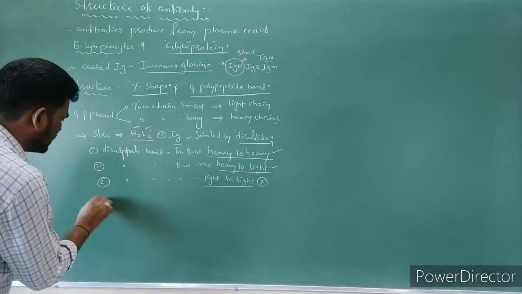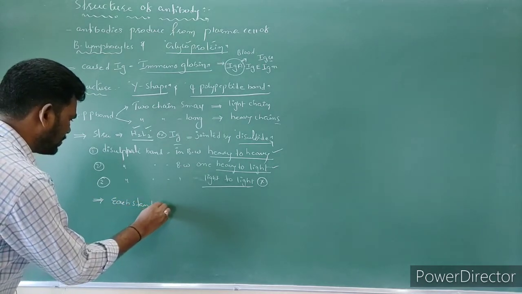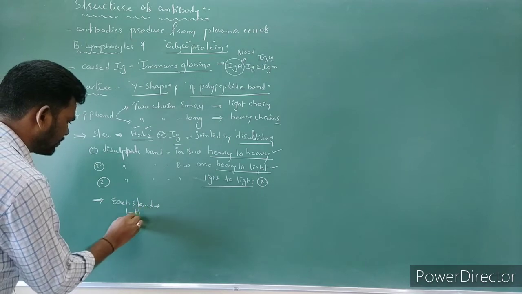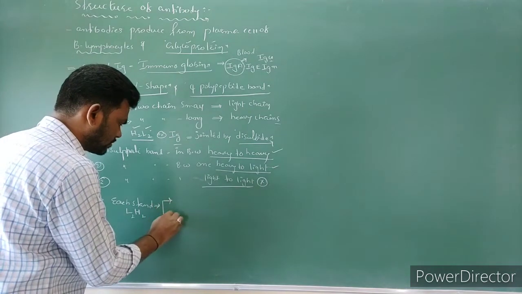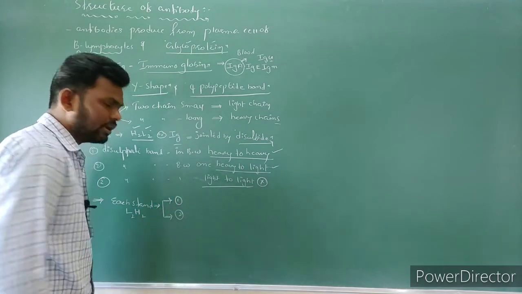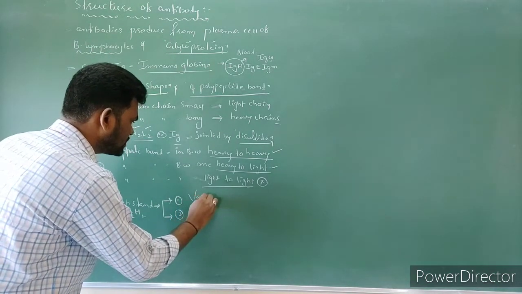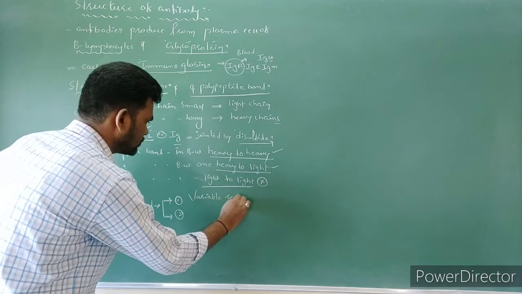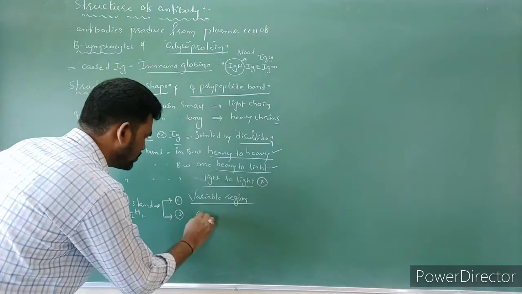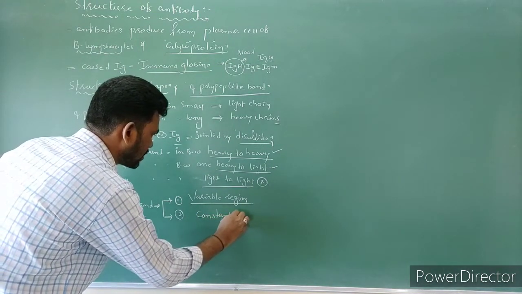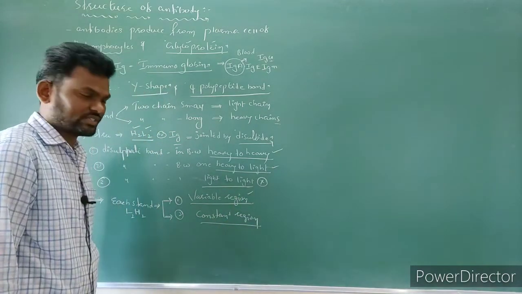For that we have to see the structure of antibody, then you can easily understand, right? Next, each and every strand, either light strand or heavy strand, consists of two different places. One is the variable region, and the second is the constant region.